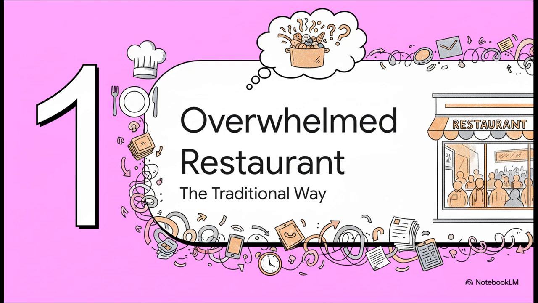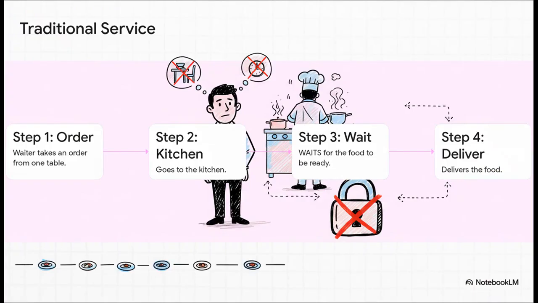So, I want you to picture a restaurant. It's busy, and it operates in a very traditional and, as you're about to see, a really inefficient way. So here's how this place works. A waiter goes to a table, takes one order, and walks it to the kitchen. And then they just stand there. They wait. While that one dish is being cooked, our waiter is completely blocked. They can't take another order, they can't greet new customers, they can't do a single other thing. They are stuck on one task from start to finish.